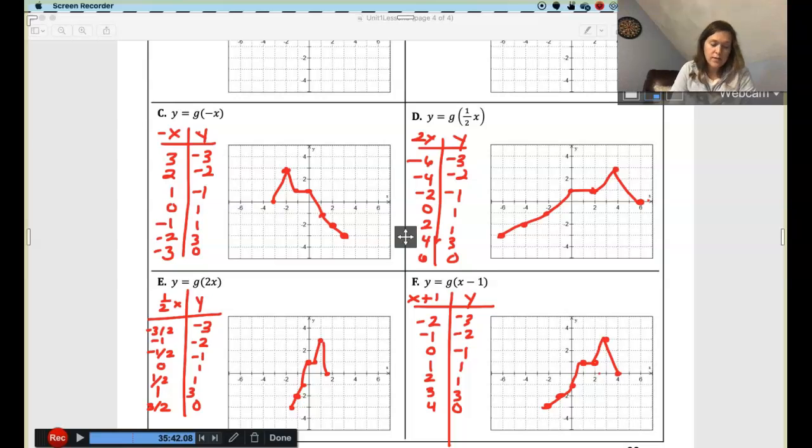So E was a horizontal shrink, D was a horizontal stretch, and then for F, we were just shifting the whole thing over to the right 1 unit. So I shifted all of my x's to the right one, but my y's were unchanged. So hopefully you were able to get those. Now you may move on to your next assignment.